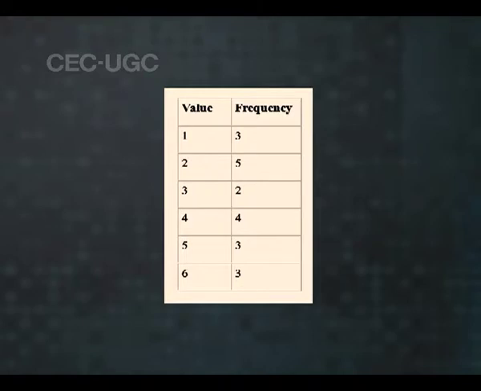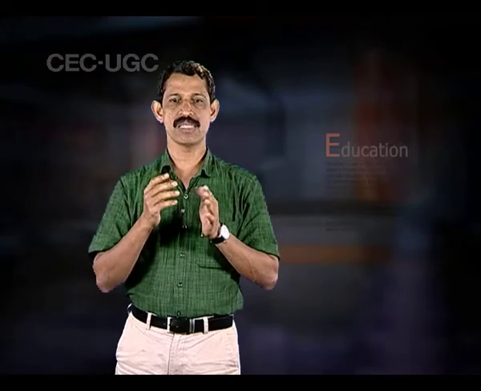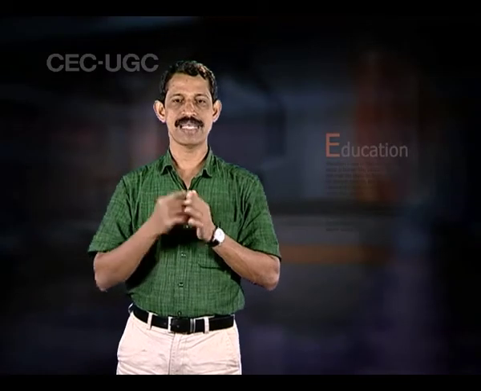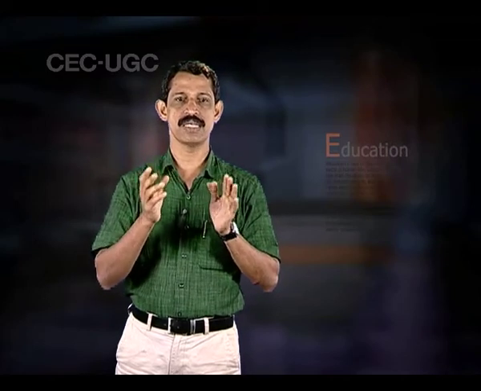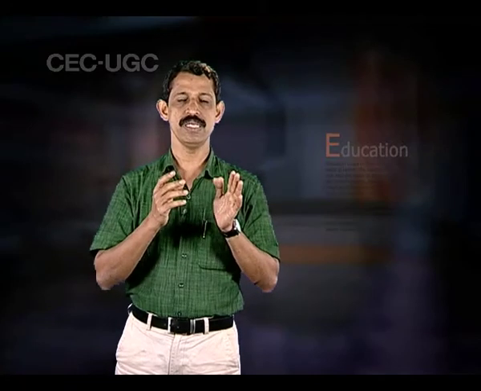The value 2 has a frequency of 5. So, the next 5 values are all 2s. This takes us up to the 8th value. The next 2 values are 3s, which takes us up to the 10th position in the data. So, the 10th value must be a 3.